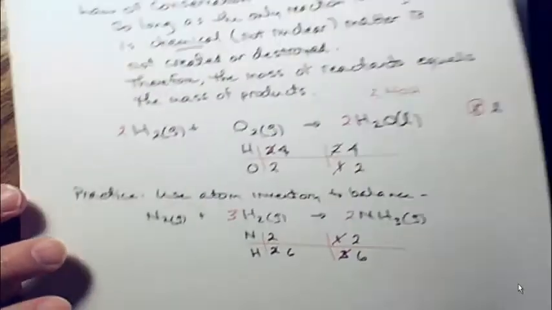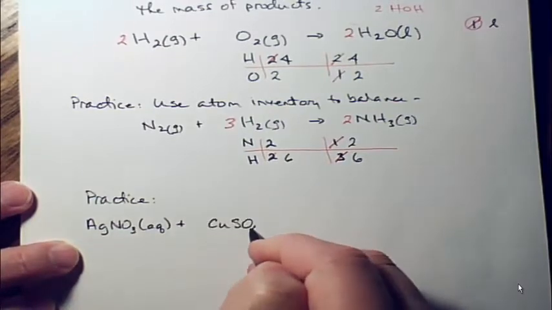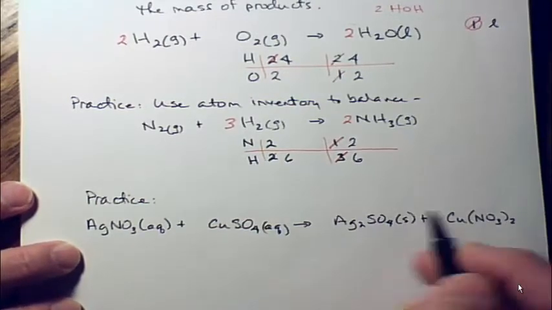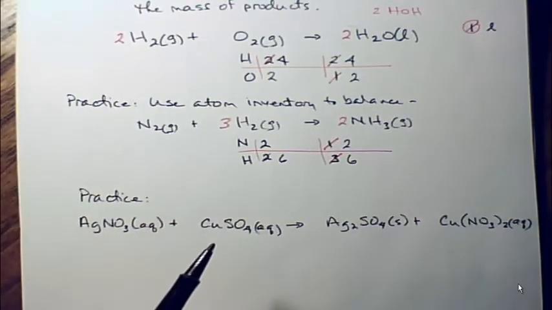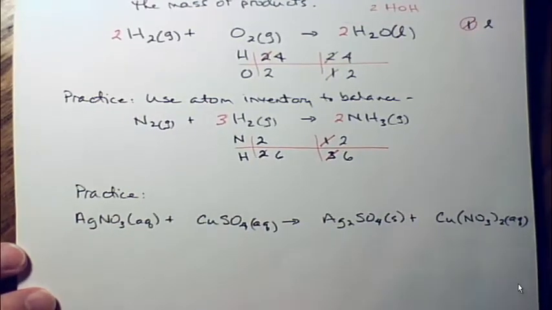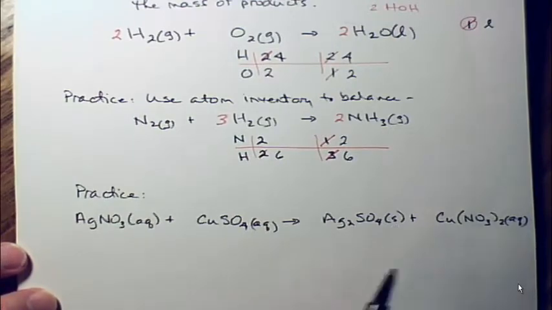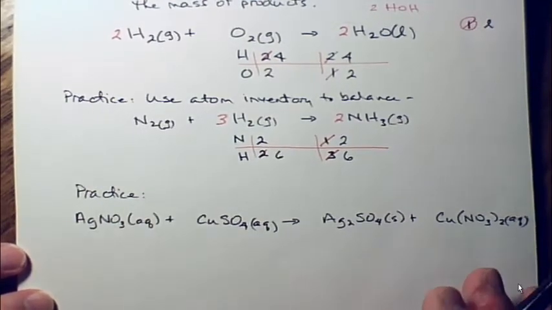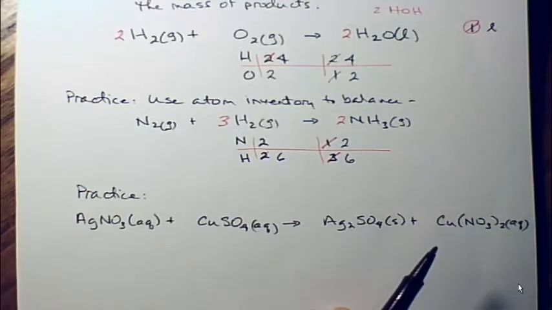Let's step it up a notch here. So this is AQ, and AQ stands for aqueous. We talked about aqueous in the last unit. It means dissolved in water. S is the physical state symbol for solid. So that's all four physical state symbols: gas, liquid, solid, and aqueous. Sometimes I've seen textbooks where they list certain types of solids as CR to indicate a crystalline solid. We're not going to go there. We're just going to use solid.